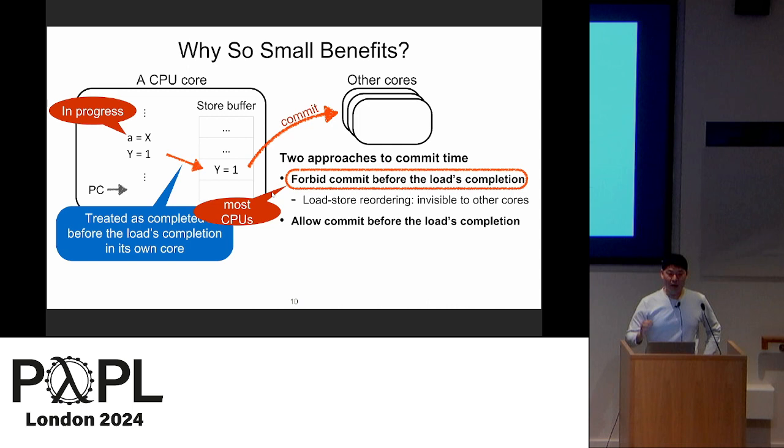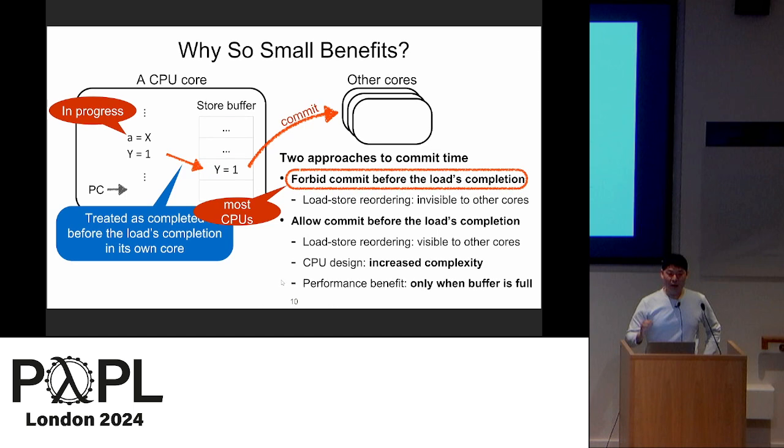But on the other hand, if you allow it, then it's visible to other cores, and then the load store reordering is observable. There is a downside because CPU design becomes more complex, and there is a more specific reason, but I will skip that. Anyway, there is a cost to pay for allowing this complex commit, right? If you commit after the load is done, that's simple.